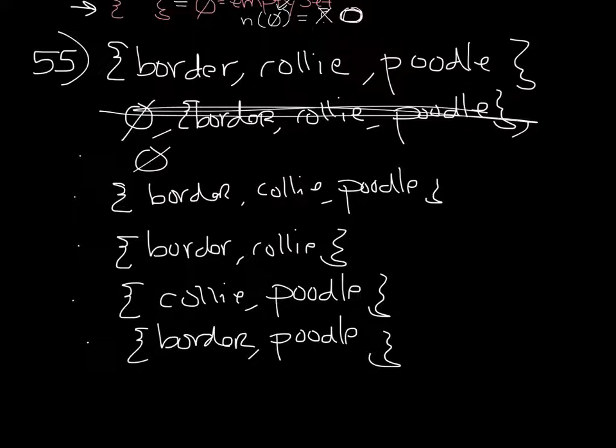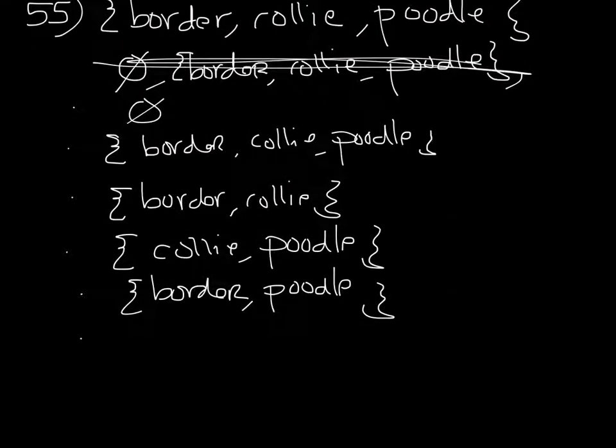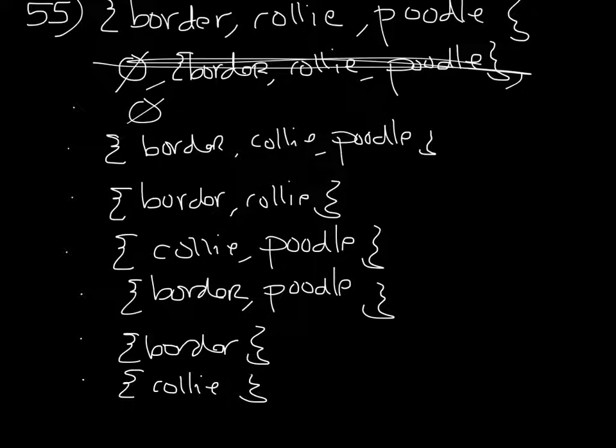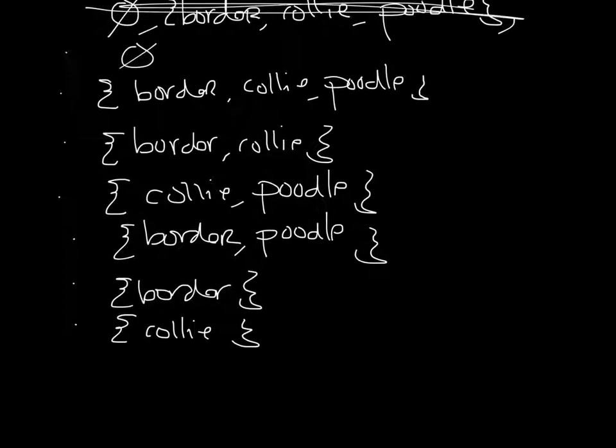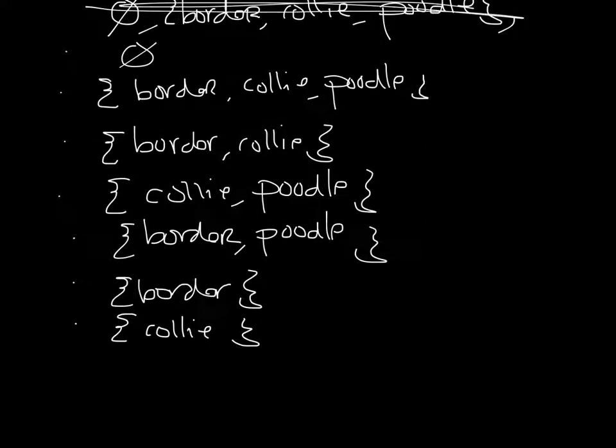And let's see, are we missing a set? Oh, we have the singletons. We can have just the border. We can have just the collie, right? These are the singletons, like when I was talking about Maria and Danny, right? The set with one element. I can also have the poodle, so I have 1, 2, 3, 4, 5, 6, 7, and so I have 8. And I believe that is it.